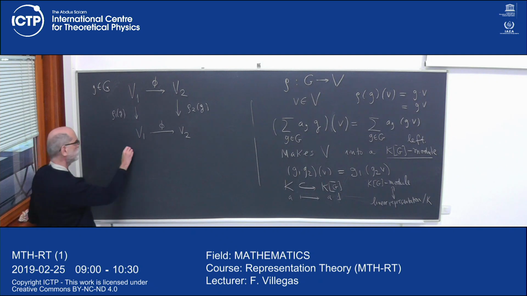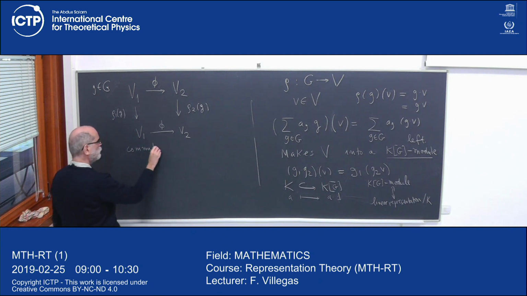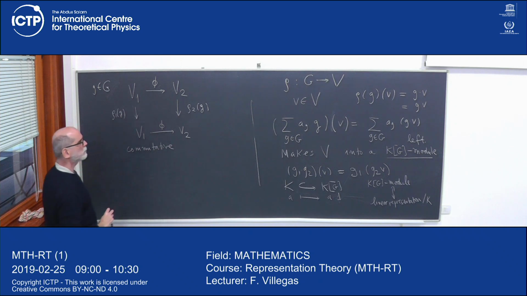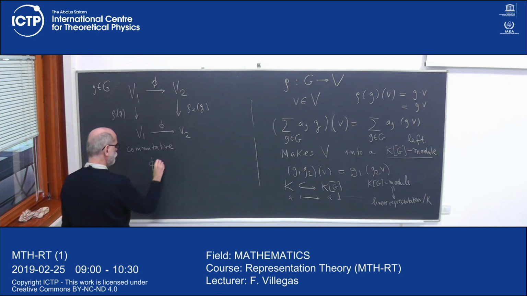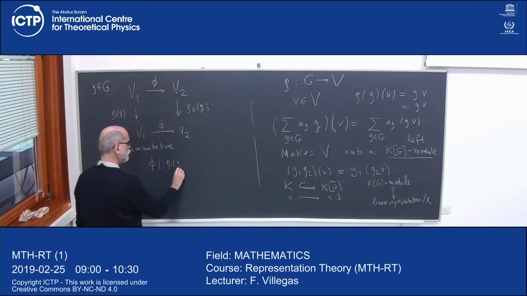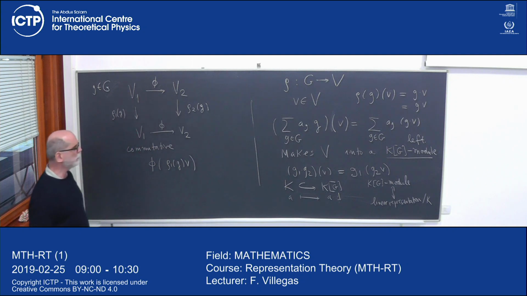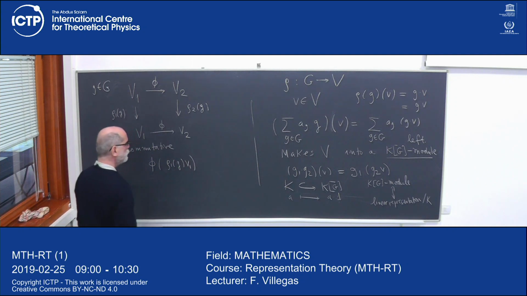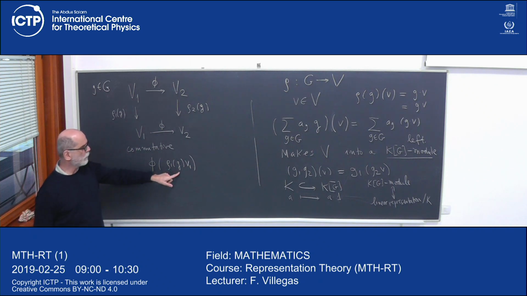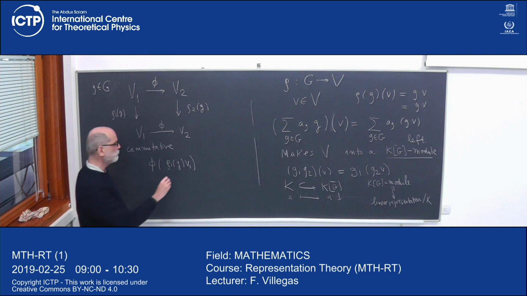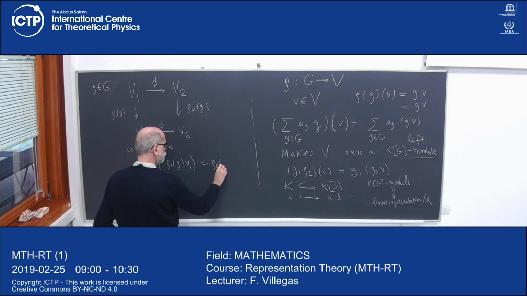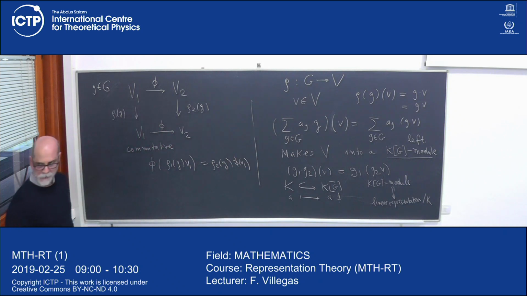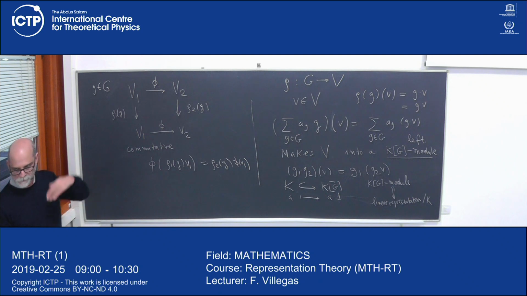A homomorphism of representations, phi, is a map that goes from V1 to V2 that makes this diagram commute. This is just a fancy way to say that, let me write it with all the letters, if I have a vector V in V1 and I act by rho 1 of G on V, then that's the same as acting on the vector in the image by rho 2.